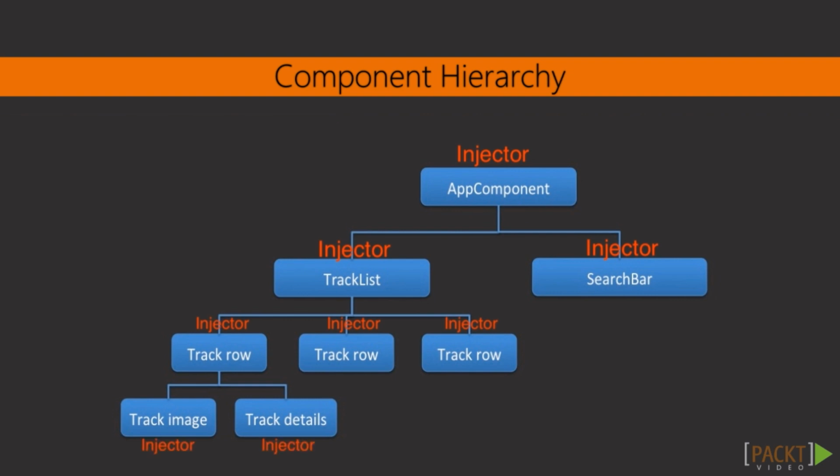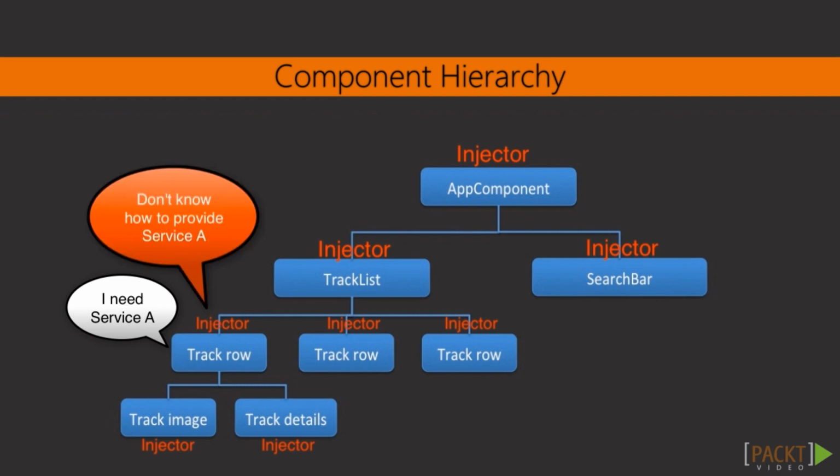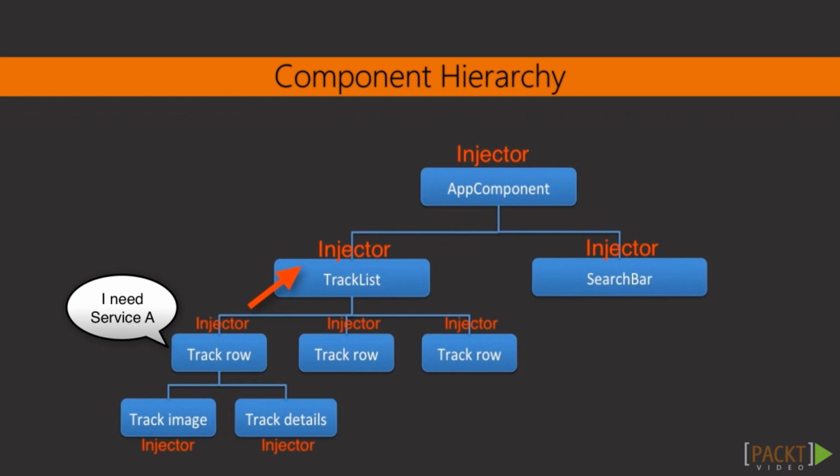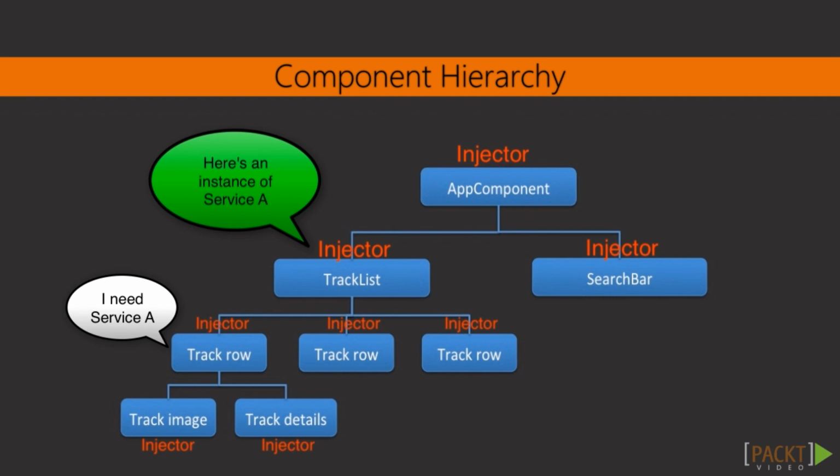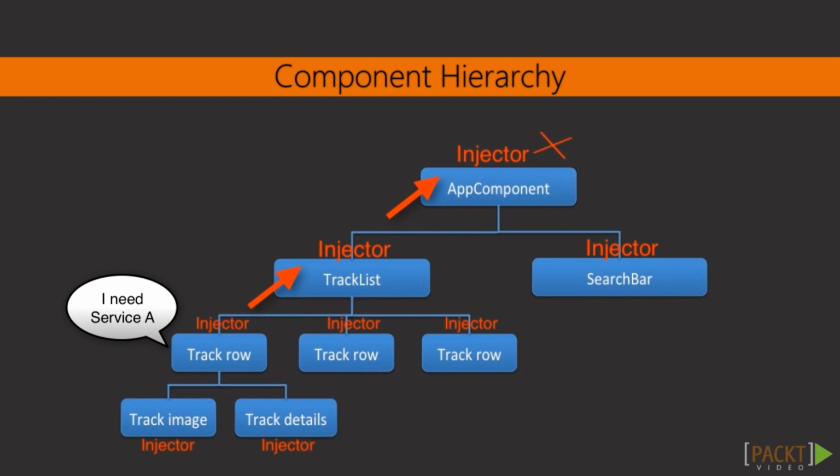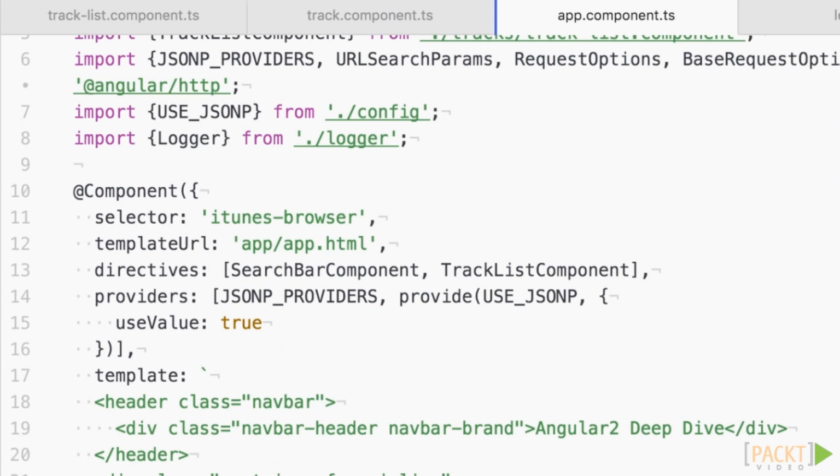Now, when a certain component requests a service, it will check whether its injector knows how to provide it, and if not, it will go up the ladder, checking the parent injector and the grandparent next until it finds a way to provide the service or reaches the top component. A dependency injection exception of no provider will be thrown if the top injector still doesn't know how to provide the requested service. Let's have a look at what that means in our app.